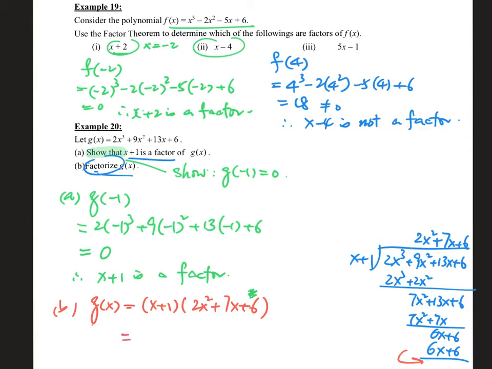And then finally, you also have to check whether the latter expression, the quadratic one, can be factorized or not by the cross method. And finally, you see that it can be further factorized as (x plus 2)(2x plus 3). So this is the meaning of factorization in the question.